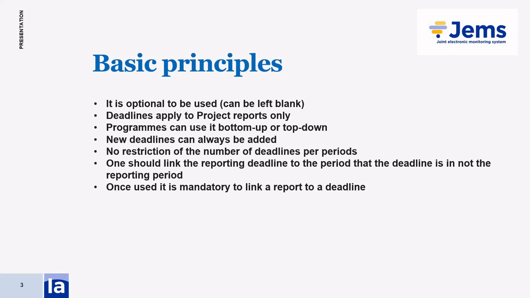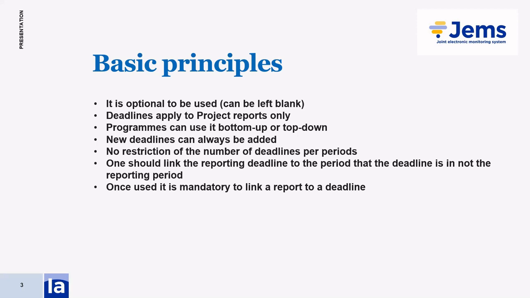Then new deadlines can always be added. There are no restrictions on the number of deadlines per period, so multiple deadlines can be created per period. And one should link the reporting deadline to the period that the deadline is in. So it should be the end period of the deadline in case the report covers multiple periods. So do not see the period here as the reporting period, but as the delivery period of the report. Once the reporting schedule is used, of course, it is mandatory to link a report to a deadline.